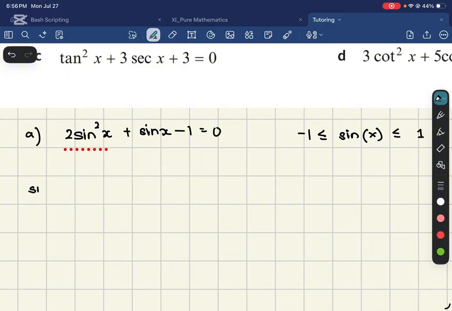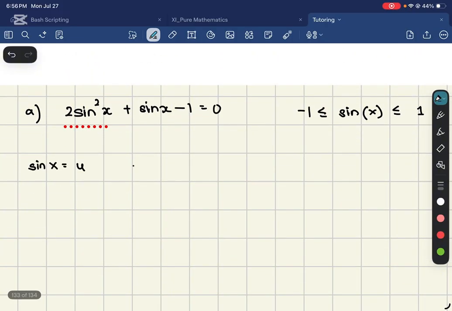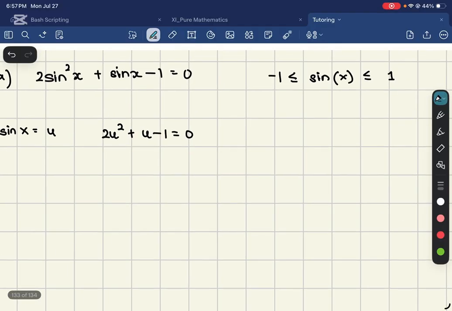And we are going to substitute sine x to be u. After we do the substitution, we can write this equation as 2u squared plus u minus 1 is equal to 0. Why do we do this? Well, this makes things easier to factorize. This is a quadratic equation, and we know how to solve quadratic equations. So you can use the formula, you can try to factorize this, whichever is easier.